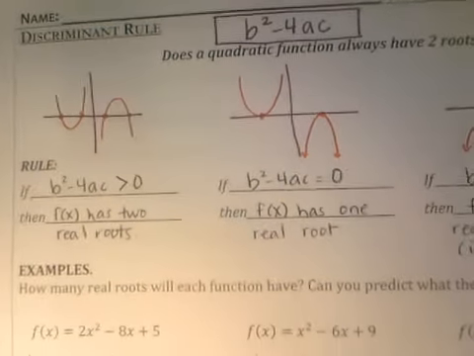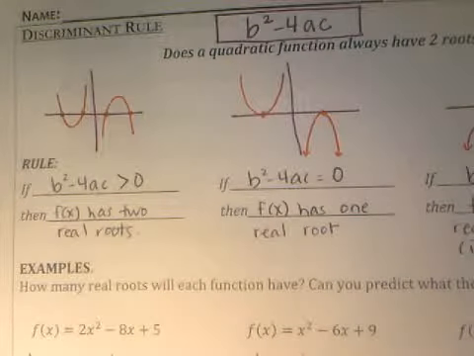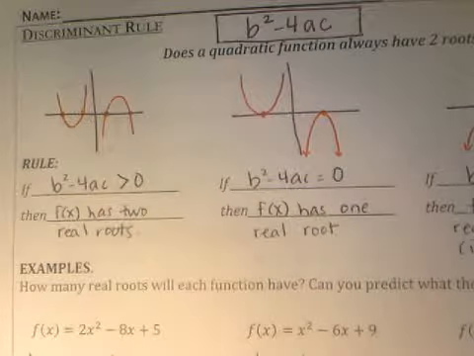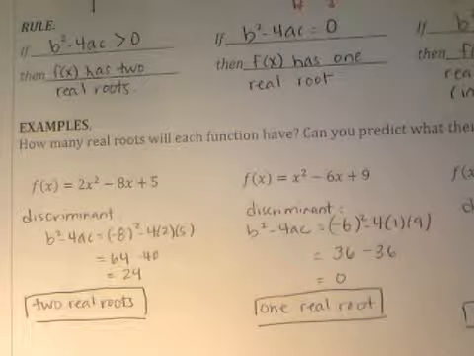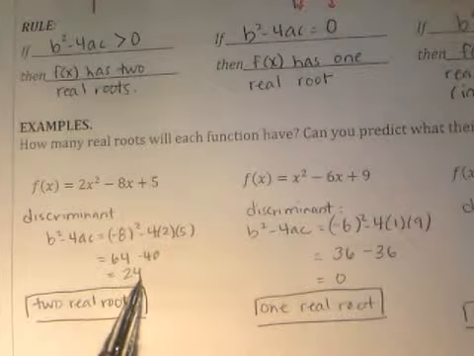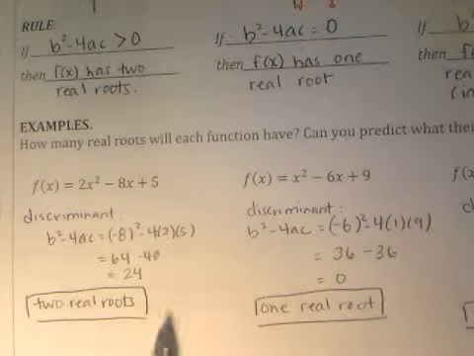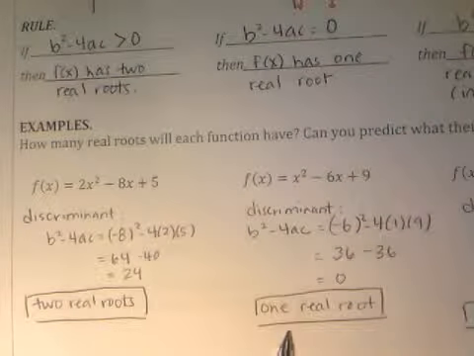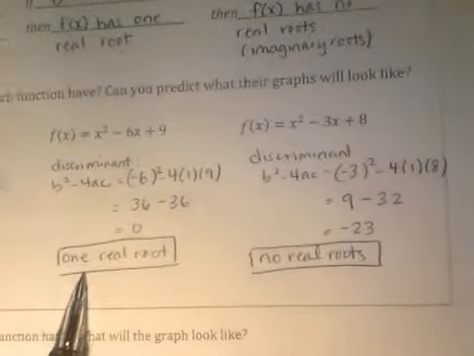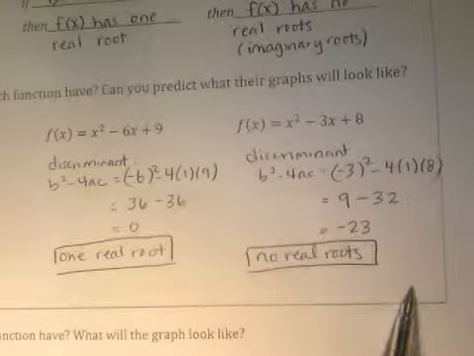Take a look at the examples here. We'll pause the video for a second so you can calculate the discriminant of each of these functions, and then we'll look at what they mean. Here we go. When I calculated the first discriminant, it came out to be a positive number, which means this function has two real roots. The second discriminant equals 0, which means this function has one real root. And the last is an example of a negative discriminant, in other words, a function with no real roots.